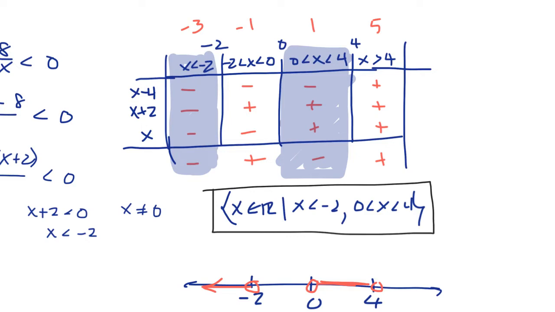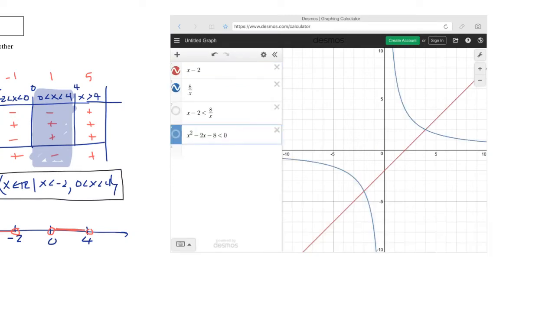Now to get a better sense of what's actually happening here, let's go to Desmos and plug this in and see what we get. So here are the graphs of x minus 2 and 8 over x. X minus 2 is obviously the line, the red line, and 8 over x is the blue rational function. So the inequality asks us where x minus 2 is less than 8 over x. So if we think about it, that's asking where the red line is lower than the blue line, essentially, right?